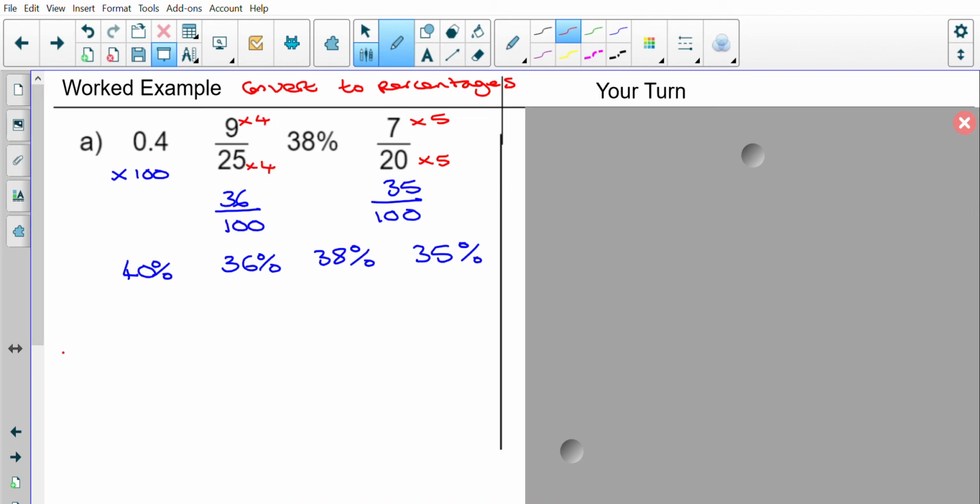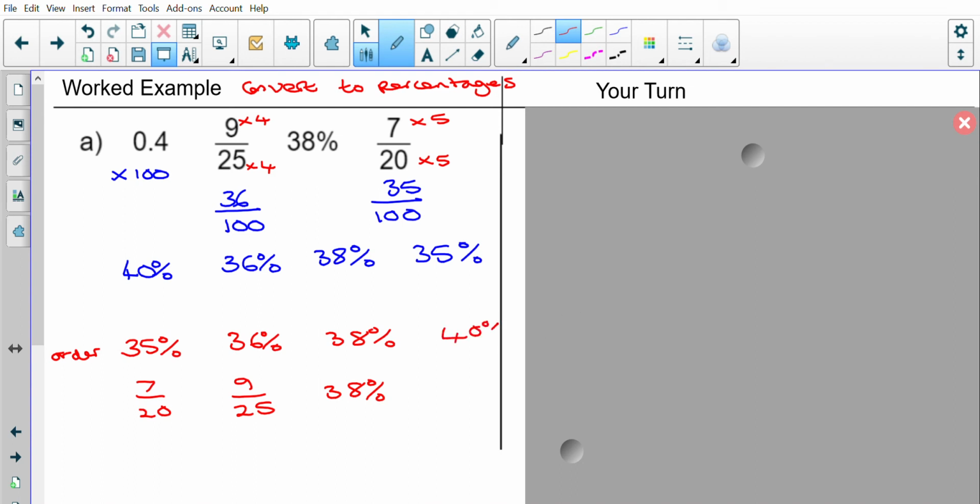So now we've got everything as percentages, it's much easier to order them. I can see that my 35% is lowest. Well, that started off as a fraction, which was 7 over 20. And then next is 36%. That was a fraction, it started off as 9 out of 25. Then I've got 38%. Well, that was originally a percentage, 38. And then the highest is 40%, which was 0.4.